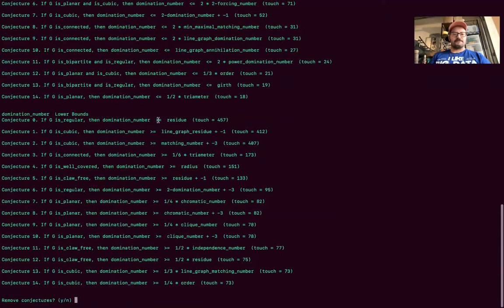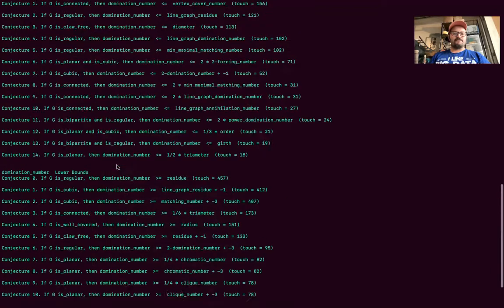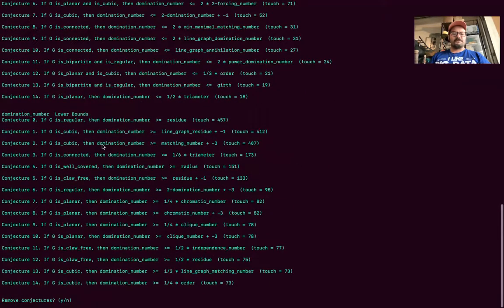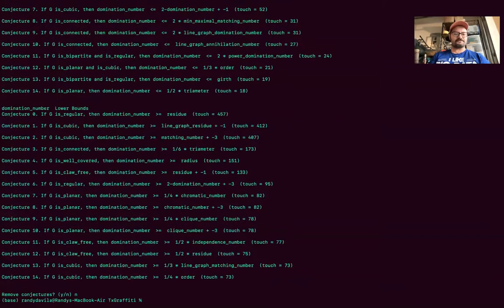So down here, we have lower bounds on the domination number. If G is a regular graph, then the domination number is bounded below by what's called the residue. Okay. So this is one way of forming conjectures without specifying a specific property. So I don't want to remove any conjectures.